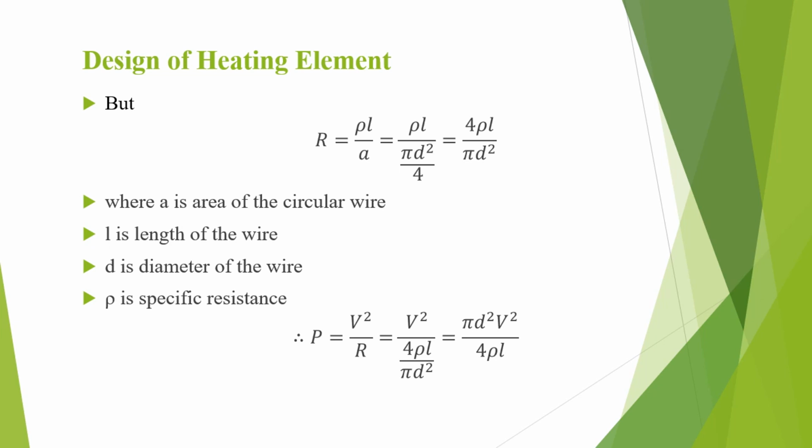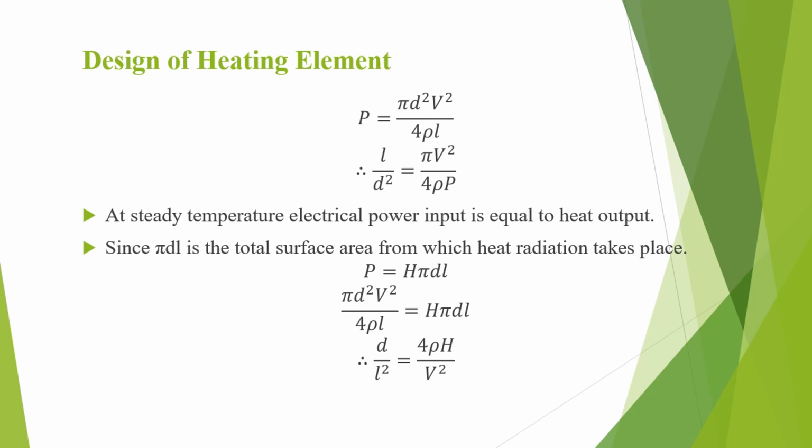Substituting the value of R in the equation of P, we get P equal to V square by 4 rho L by pi d square, that is pi d square V square by 4 rho L. From this we can get the term L by d square, that is nothing but pi V square by 4 rho P. We know that at steady temperature electrical power input is equal to heat output.